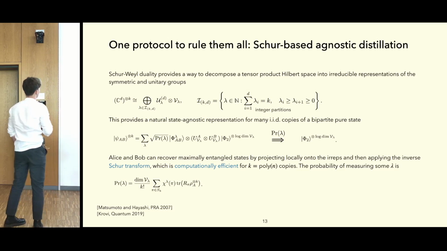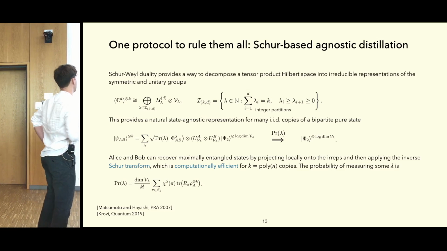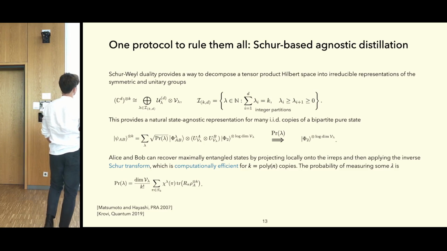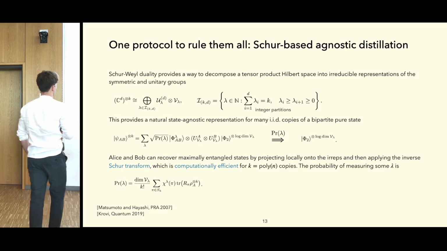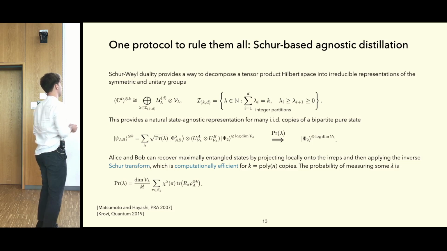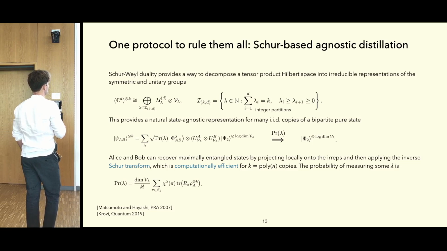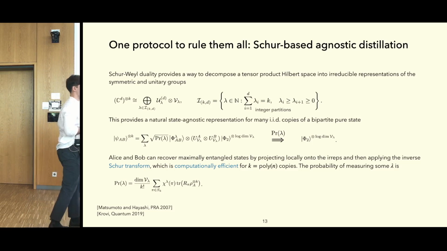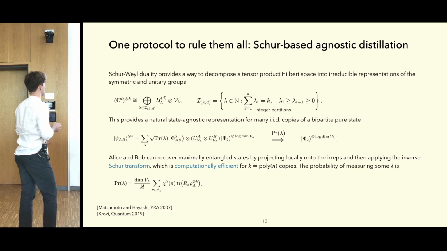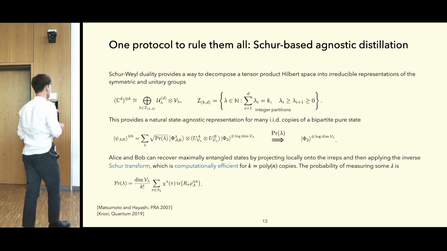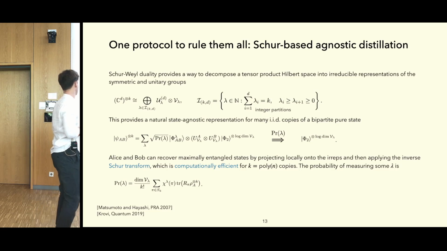This protocol was originally introduced by Matsumoto and Hayashi. It was analyzed in the infinitely many copies regime, where it actually distills the von Neumann entropy rate. So it's information theoretically optimal when we have exponentially many copies of the state. How does it work? We exploit Schur-Weyl duality, and we use this block decomposition into the reps of the unitary and of the symmetric group of the C^d tensor K. And these lambda are the integer partitions of K elements.